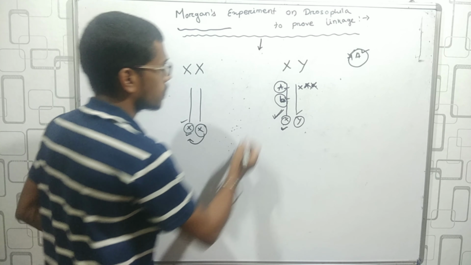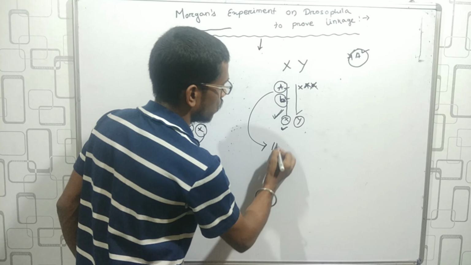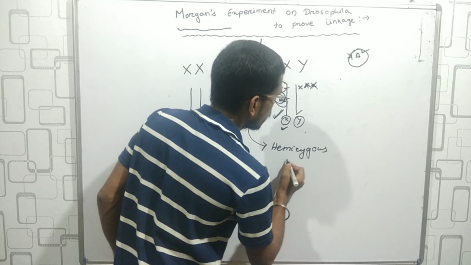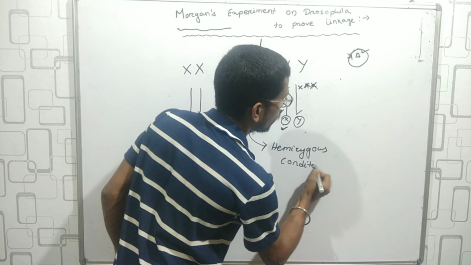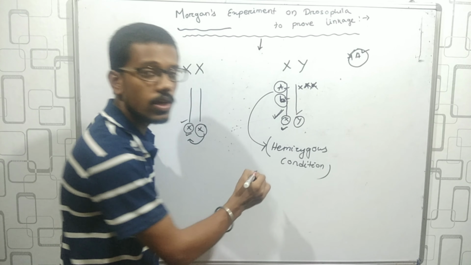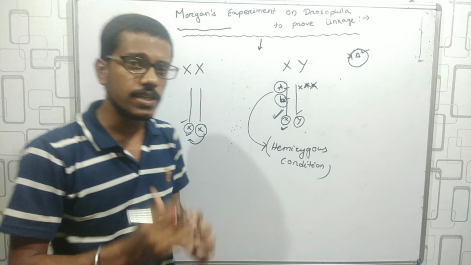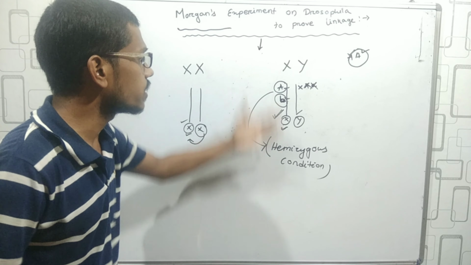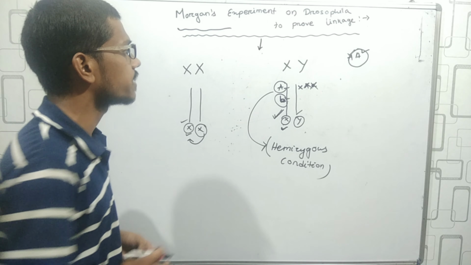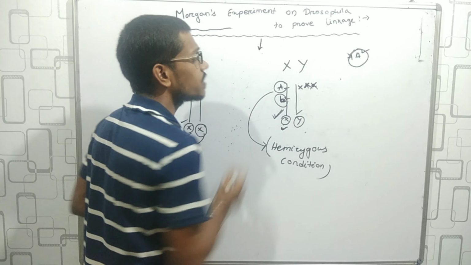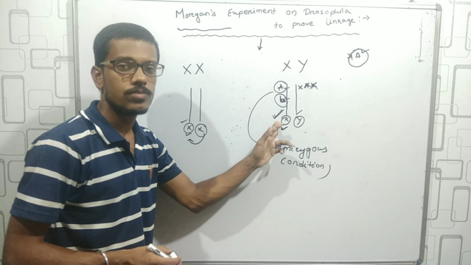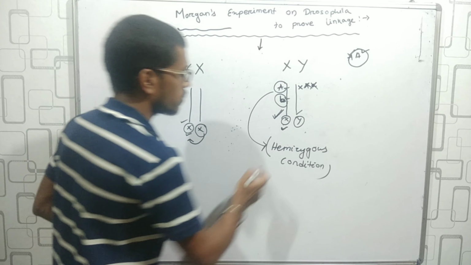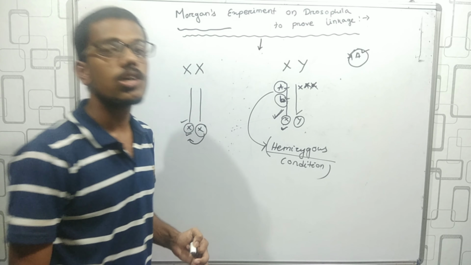And this condition is called what? This is called the hemizygous condition. What is the hemizygous condition? As you know, alleles express in the pair condition. But in the case of a male individual, such as Drosophila, there is an absence of a homologous partner for these genes. Thus, only one allele will express here. That's why this condition is called the hemizygous condition.